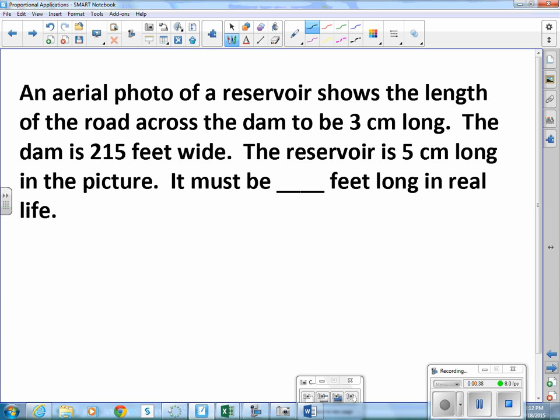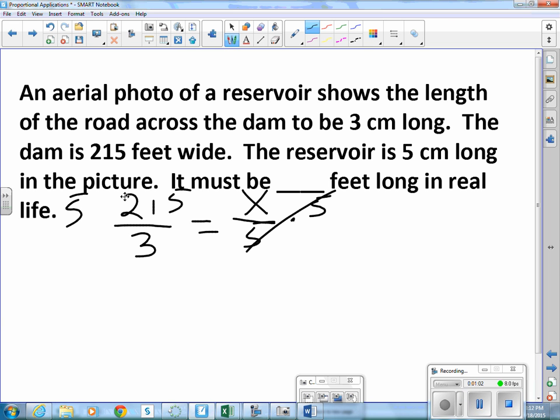Well, let's compare the length of the dam, or the width of the dam, to what it shows on the photo, and the length of the reservoir to what it shows on the photo. Those should be in the same proportions. And then we just solve for x. Well, I'm going to multiply both sides by 5, because 5 divided by 5 is 1. So the length of the reservoir is 5 times 215 divided by 3.